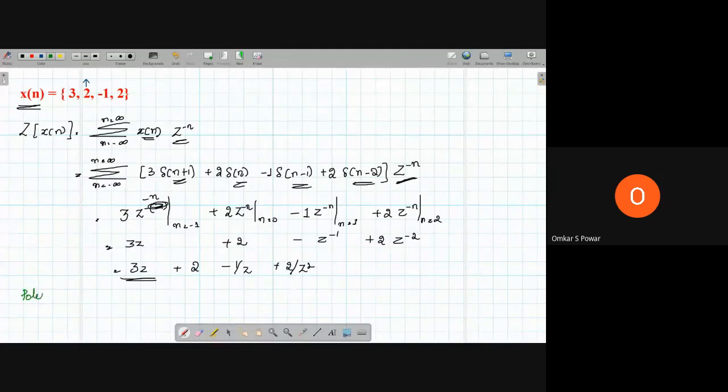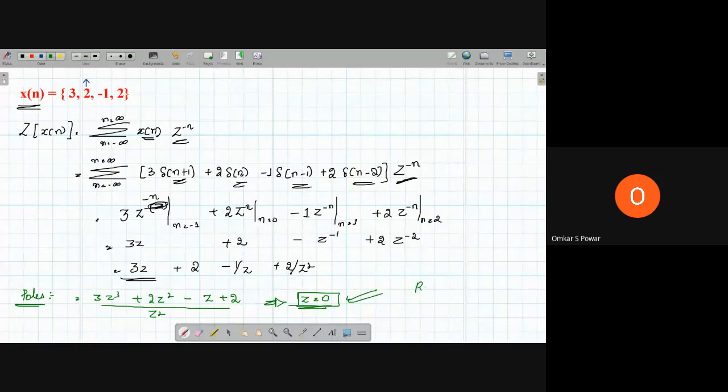How do we get the poles? By equating the denominator to 0. In this equation, you have to take the LCM. So it will be 3z cube plus 2z square minus z plus 2 divided by z square. Now you equate your denominator to 0 to get your poles. Equating the denominator to 0, we get z is equal to 0. So we have a pole at z is equal to 0.